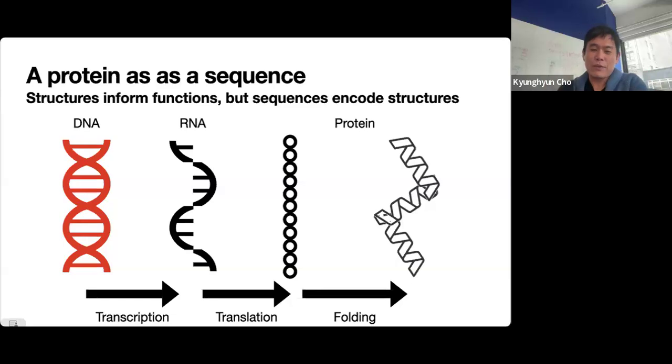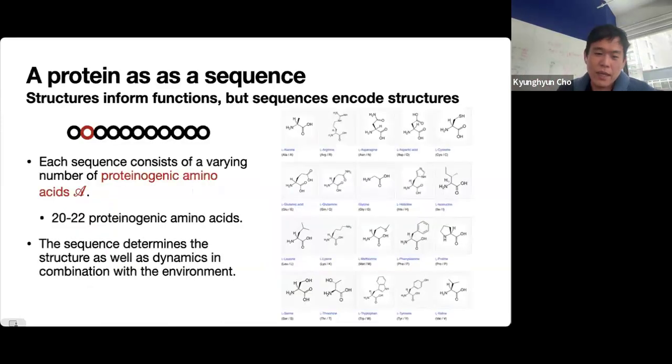So I'm going to give the simplest possible picture here: a protein starts from the DNA, which is transcribed into RNA, and the messenger RNAs are going to be translated into proteins. And then this sequence of amino acids will fold almost spontaneously into a 3D structure that actually performs some kind of function. But here the point I want to make is that a sequence of amino acids, in fact, encodes the structure. And this sequence consists of varying number of amino acids. Now, there can be a lot of different amino acids, but often there are 20 to 22 amino acids that are encoded by genome. And then this sequence determines the structure as well as dynamics in combination with the environment.